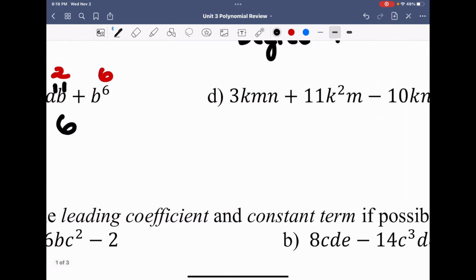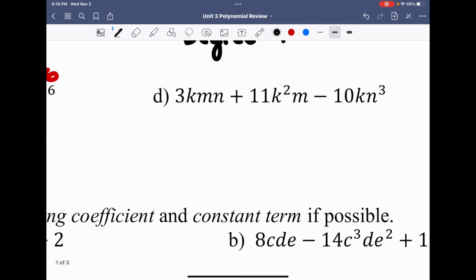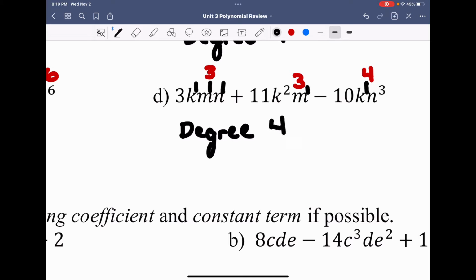All right, and then we go over to D here. This is 3kmn, which is 1, 2, 3, degree 3. Then we go k^2 plus m^1, which is 3. And then finally, k and n^3, that's a total of 4. So the degree of this polynomial is the highest degree available, or degree 4. Okay, now I could expand upon this by asking for the leading coefficient. Let's do that in our next problem here.